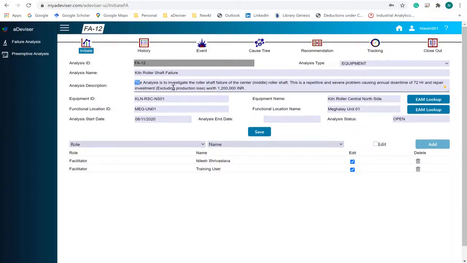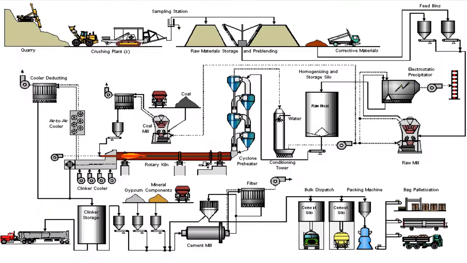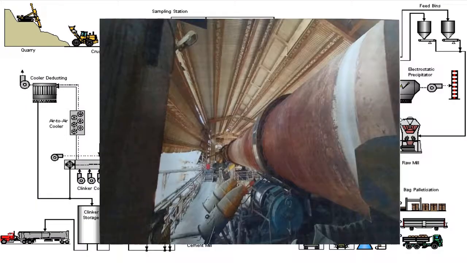The failure happened on the roller shaft on the outlet end of kiln that caused 72 hours of downtime and production loss. This failure also happened in past and thus required an investigation.